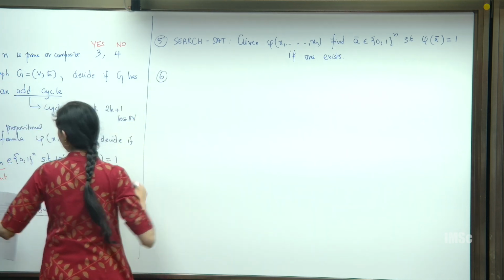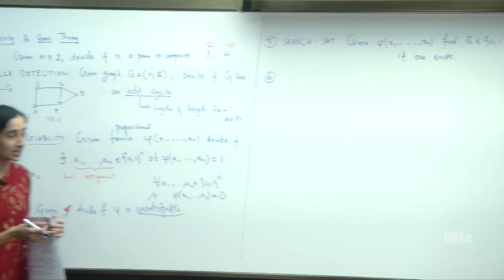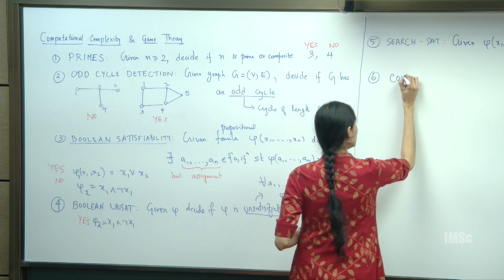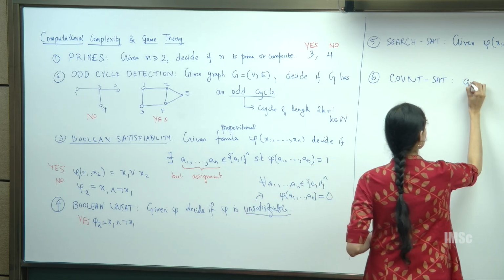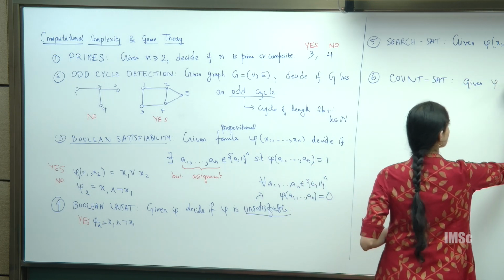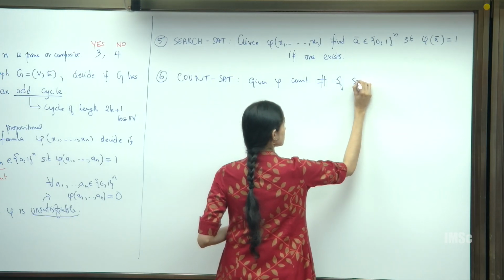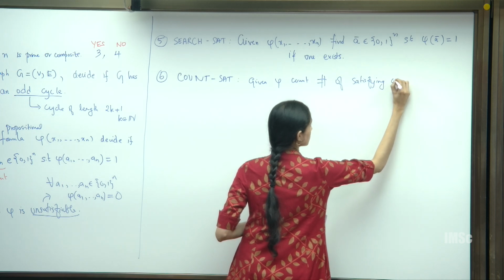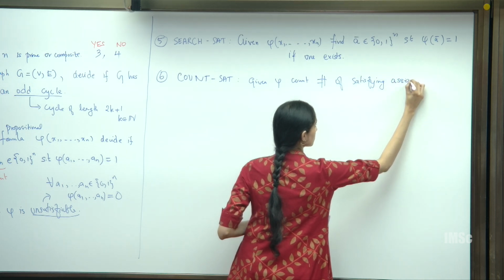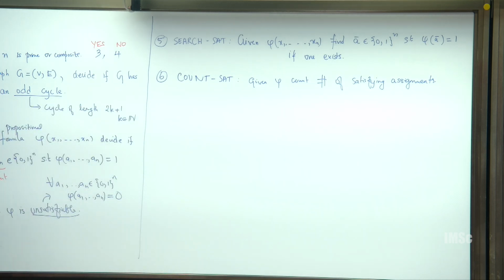So now here there are many satisfying assignments, right? Anything except 0,0, essentially 3 satisfying assignments. So now I can ask you to count the number of satisfying assignments. Given phi, count the number of satisfying assignments. Is that okay?